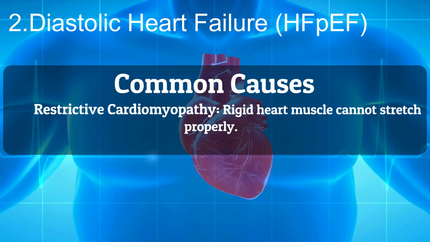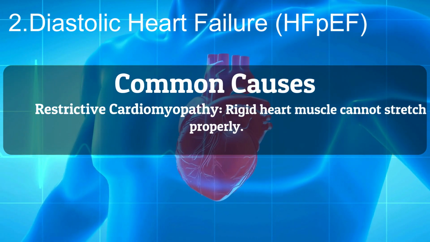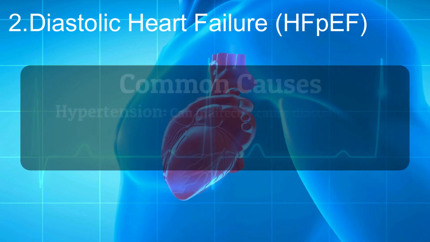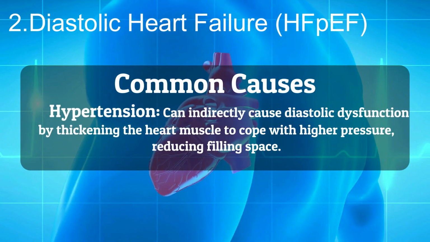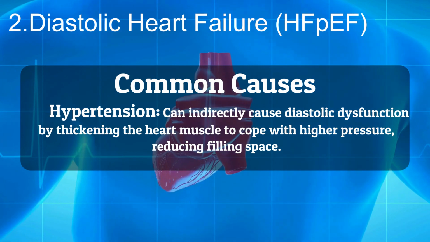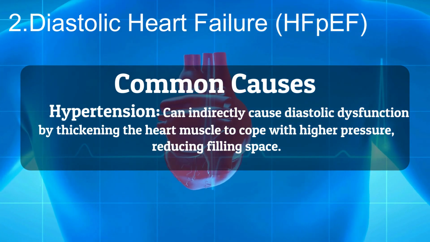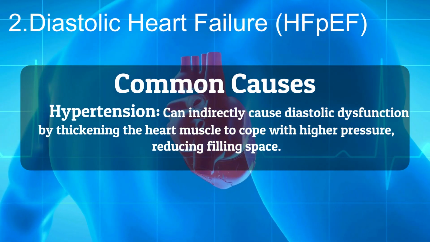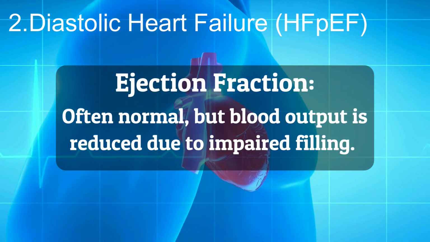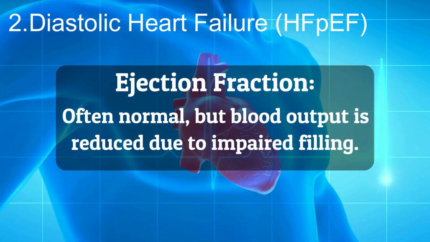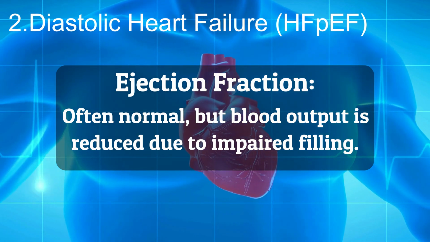Restrictive cardiomyopathy: rigid heart muscle cannot stretch properly. Hypertension can indirectly cause diastolic dysfunction by thickening the heart muscle to cope with higher pressure, reducing filling space. Ejection fraction is often normal, but blood output is reduced due to impaired filling.